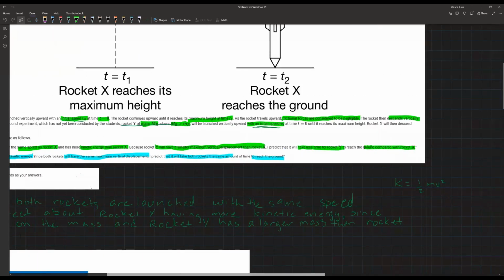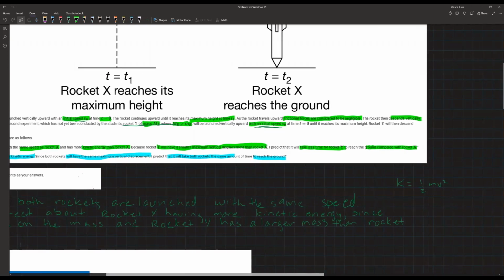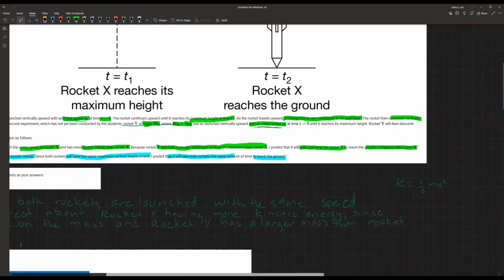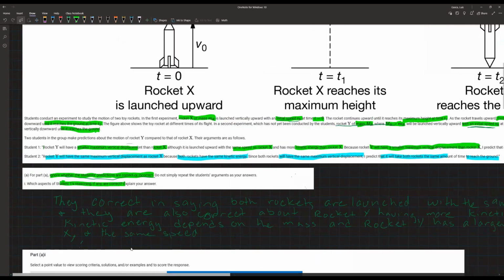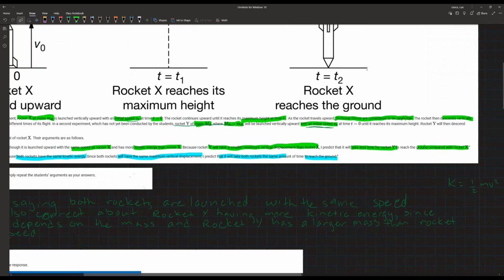Because he says, I predict that it will take less time for rocket Y to reach the ground compared to rocket X, we don't analyze whether or not that is correct. He is definitely wrong on that. But because they tell us to ignore the predictions, we just won't add it as part of our analysis.